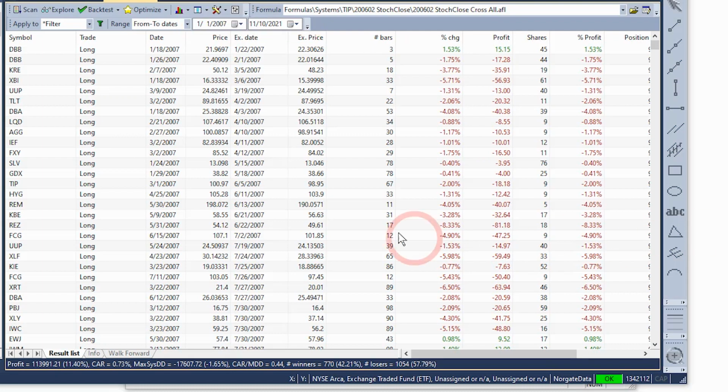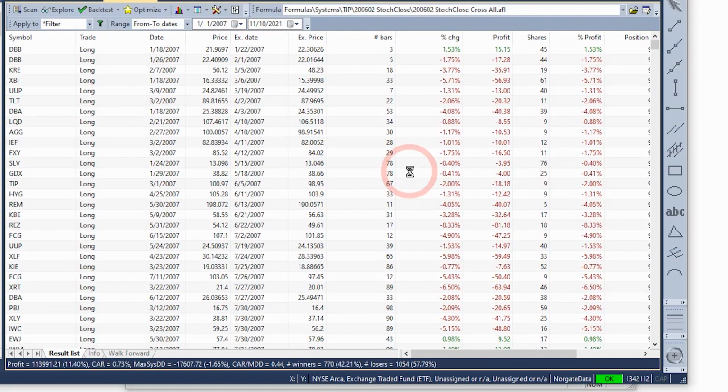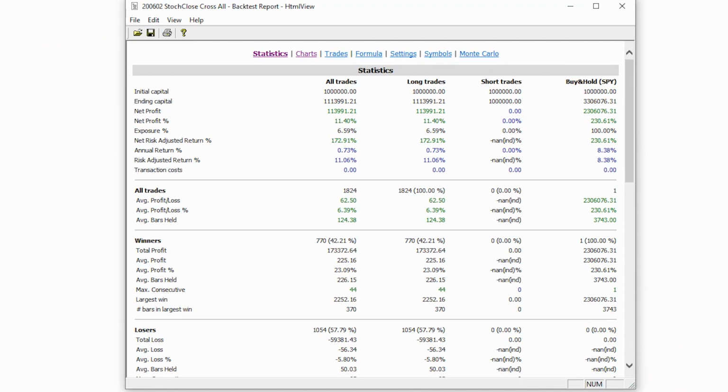And so I ran this back test, and AmiBroker is really fast. You just click, and it runs it very quickly. Basically, we're buying every StochClose bullish signal, and we're selling every StochClose bearish signal. And how would that have performed over time?